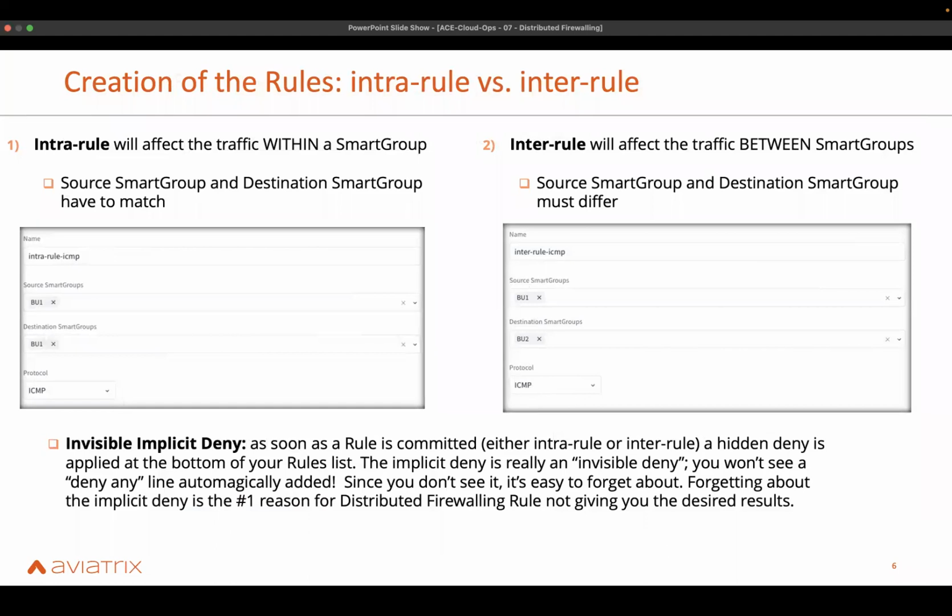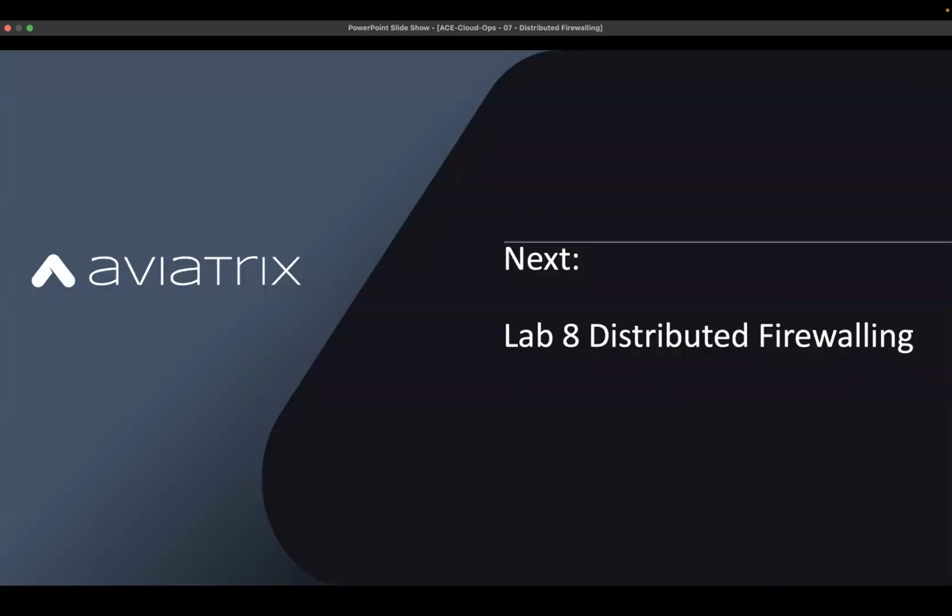One important point to mention is there is an implicit deny. The idea of zero trust and microsegmentation is you know exactly what your workloads need, so you put it in policy, and everything else is basically denied for those particular workloads. So let's now look at the lab on distributed firewalling, which will give you a better feel of the feature.